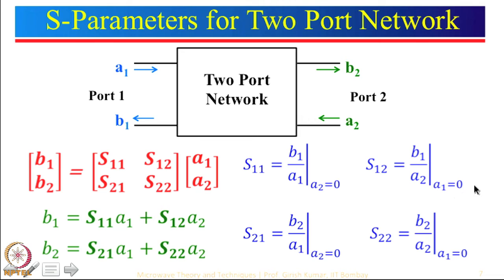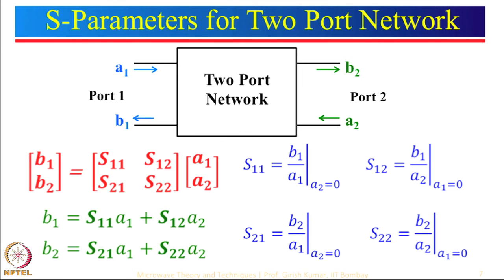So, what does A1 equal to 0 really mean? That means now port 1 is terminated in a matched load. This means that when we are giving input at port 2, what is the output at port 1, or what is the wave going out here.